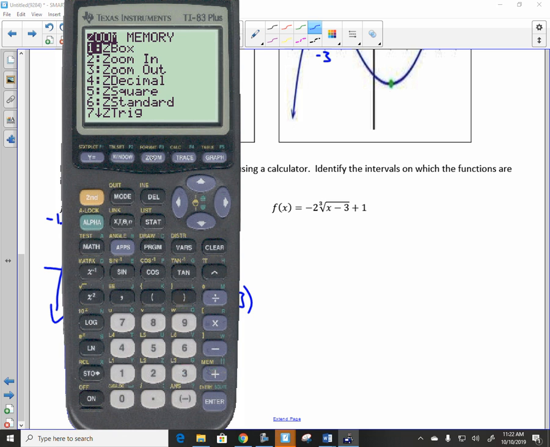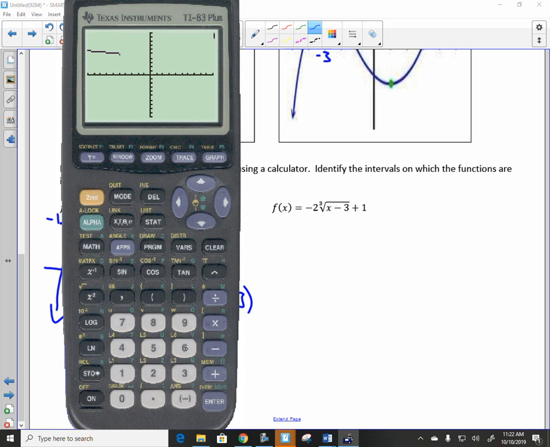And I'm going to zoom standard, zoom 6, and I get this graph. Somebody earlier said it was an ugly graph. I guess beauty is in the eye of the beholder. I think it's pretty cute myself.